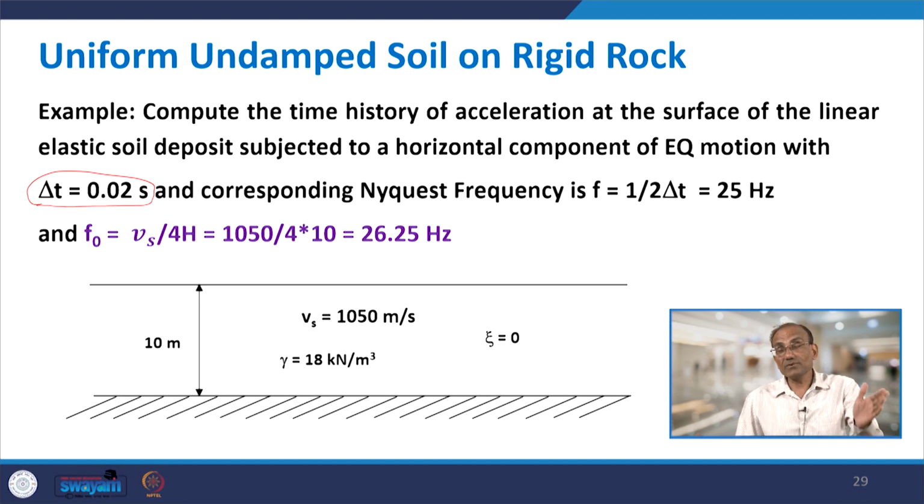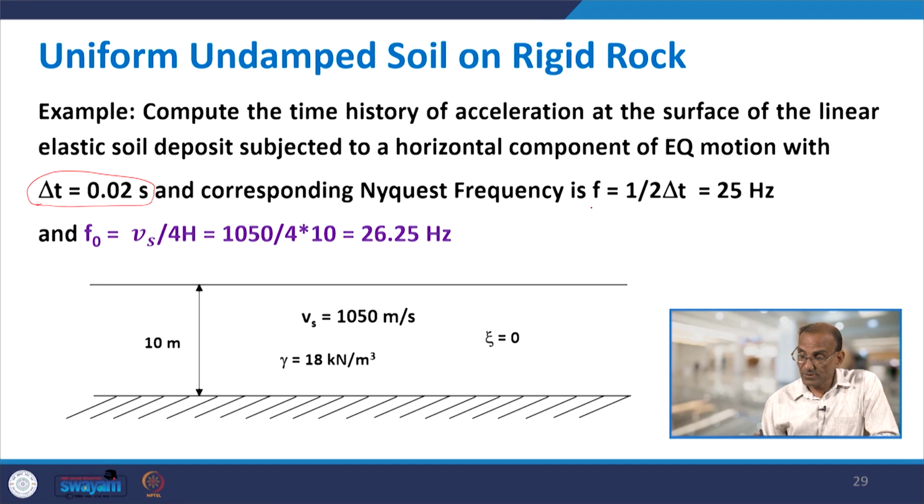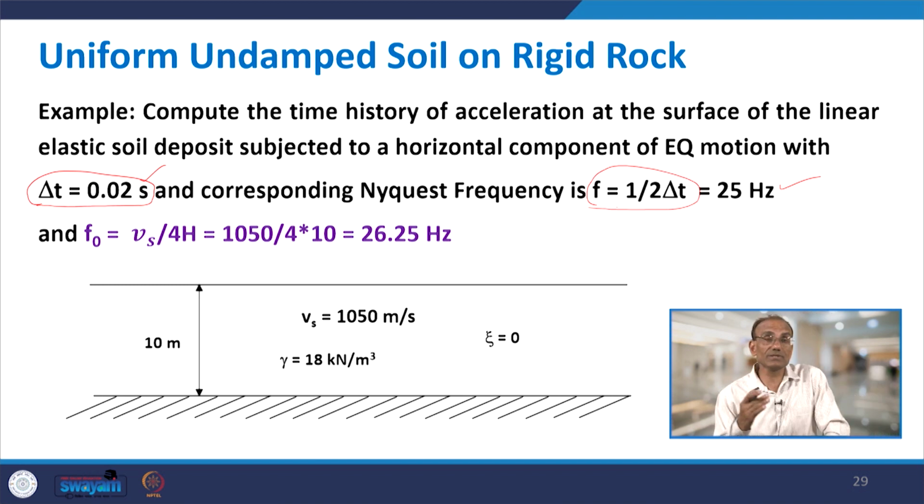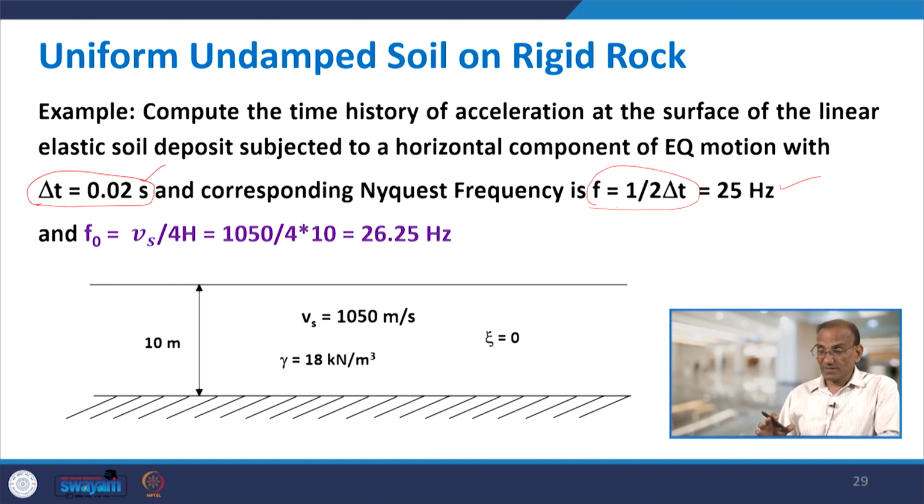Now, using this small delta t, if you want to convert the time domain into the frequency domain, then you consider what is called the Nyquist frequency, and this Nyquist frequency is nothing but 1 over 2 times delta t, where delta t is 0.02 seconds. So, if I put this 0.02 second, then I get 25 hertz. So, 25 hertz is the maximum frequency which you need to consider for this analysis, and this was the Nyquist frequency.